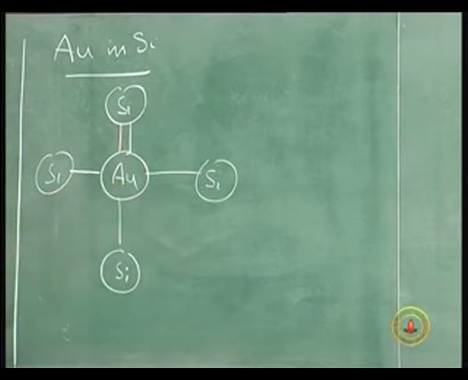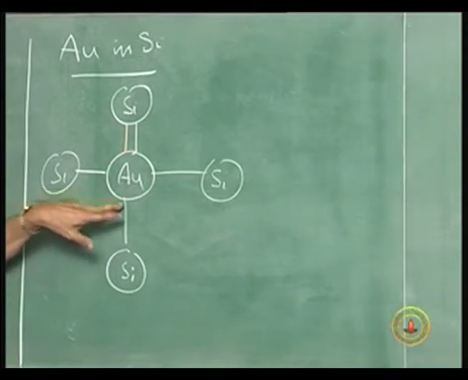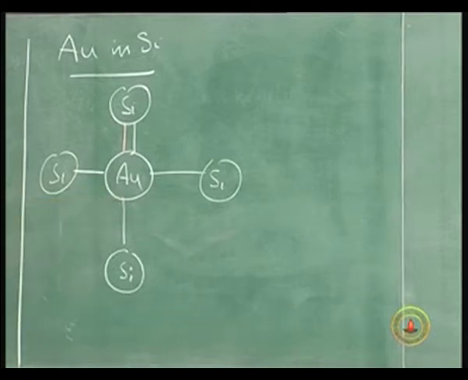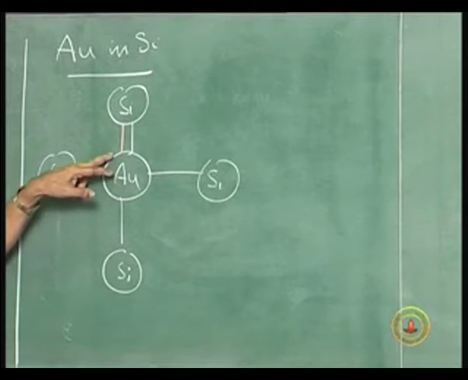1, 2, 3 bonds would have been formed totally. All the bonds are formed if this were silicon. Unfortunately, this is occupied by gold, which has only 1 electron. Silicon has got 4 electrons, which satisfy all the bonds. So, only 1 bond is there.